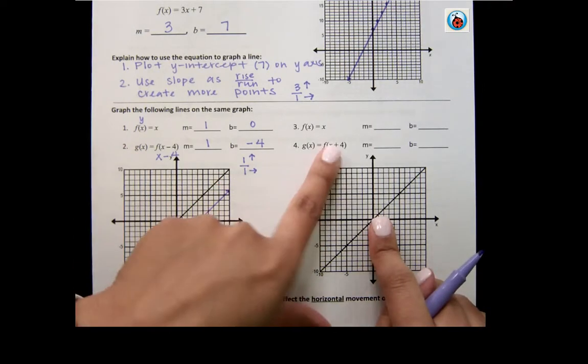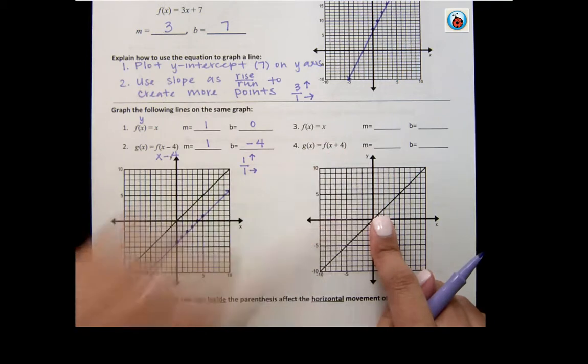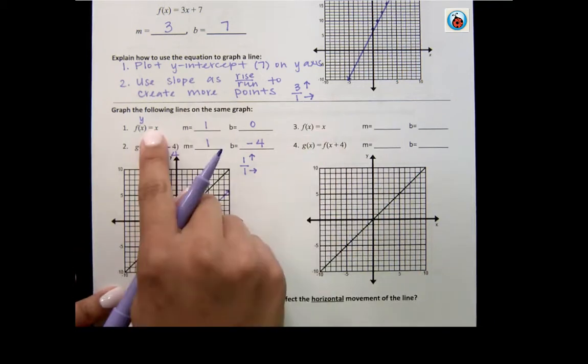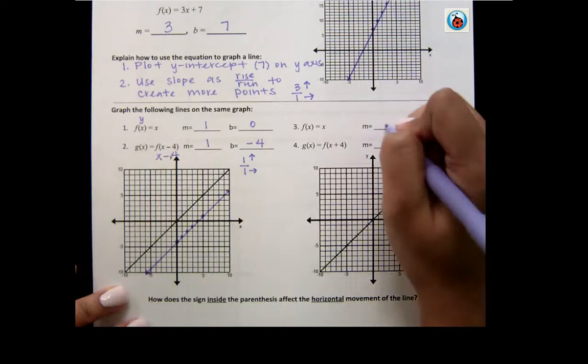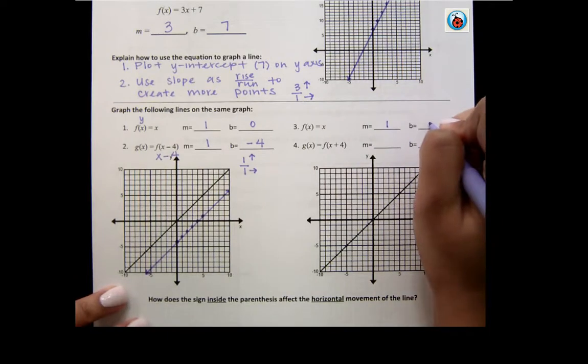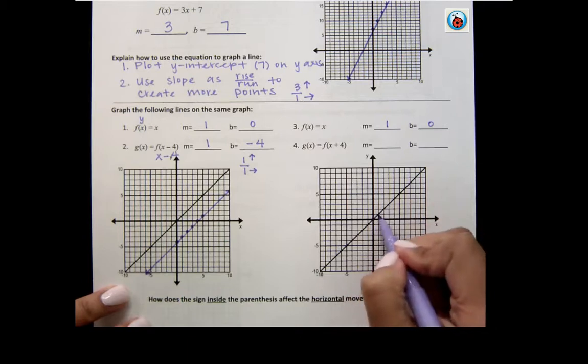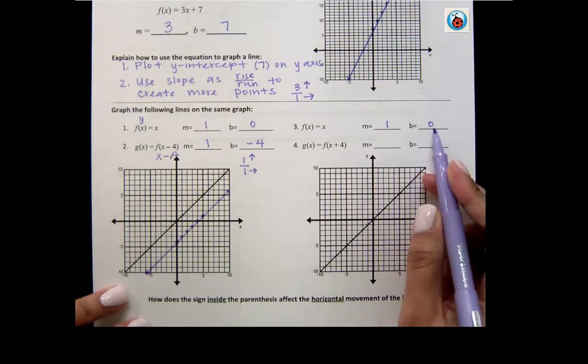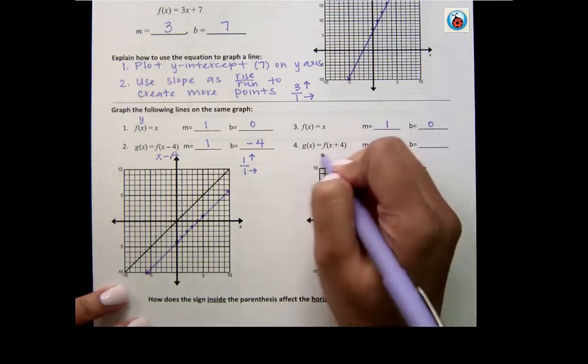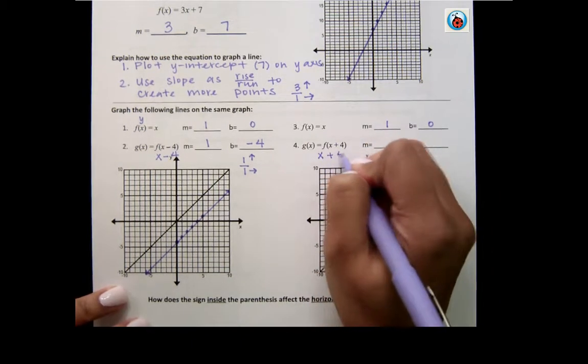So we're going to look now at f of x plus 4. So this is the same as this. So my m is still 1. My b is still 0. My slope is up 1 over 1, up 1 over 1. It's going through the origin, which is 0. So now I'm looking at x plus 4.